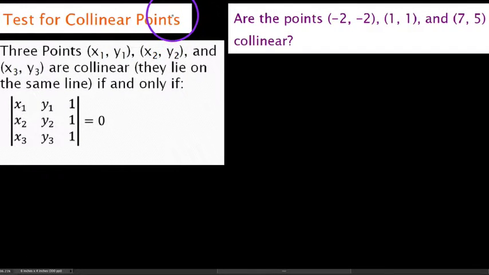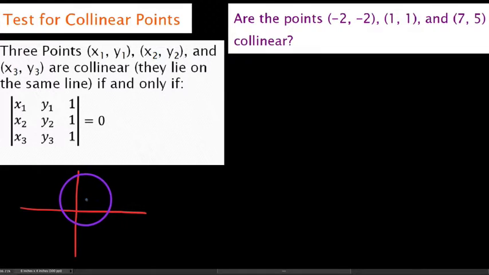Okay, YouTube, in this video we're going to look at another application of a determinant. That is the test to see if 3 points in the xy coordinate plane are collinear. And recall that collinear points just means that these are 3 points that are all lying on the same line. So if we were to look at this with respect to the xy coordinate plane, I think that this would be a good sketch to make.